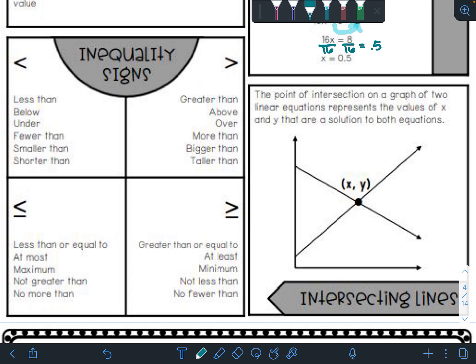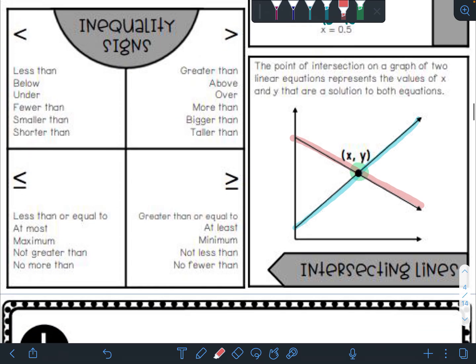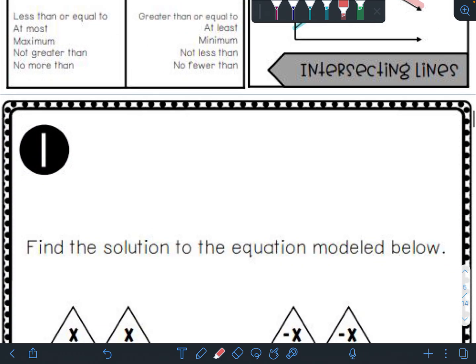And then with intersecting lines, that is your systems of equations type stuff. That's just kind of like the introduction. You'll get more into it in high school. But the point of intersection on the graph of two linear equations represents the value of x and y that are solution for both equations. So this point right here would be the solution for this line, and it would be a solution for this line. So whenever you're looking at that, it's where those 2 points intersect.